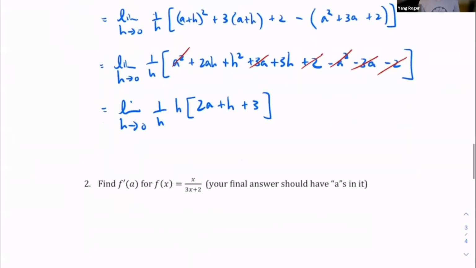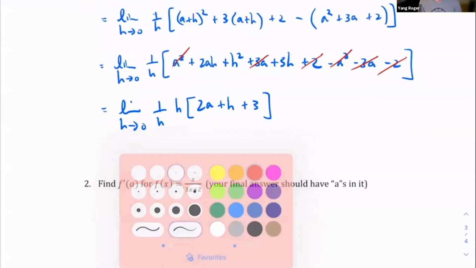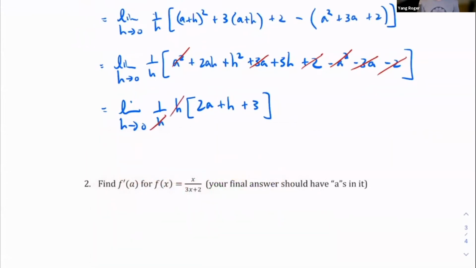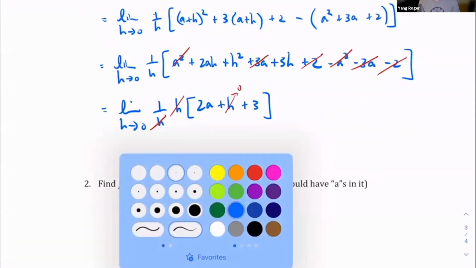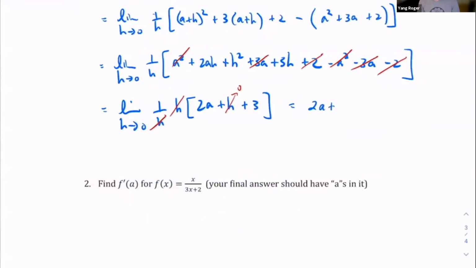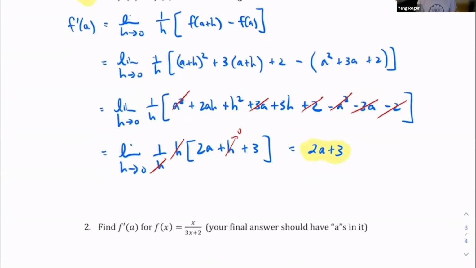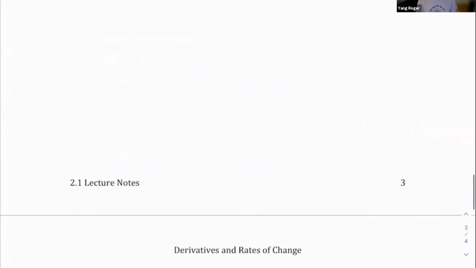So then now you get that the h's cancel out like this. And we can take the limit as h goes to 0. So as h goes to 0, this part's going to 0. So you're left with 2a plus 3. Do that.